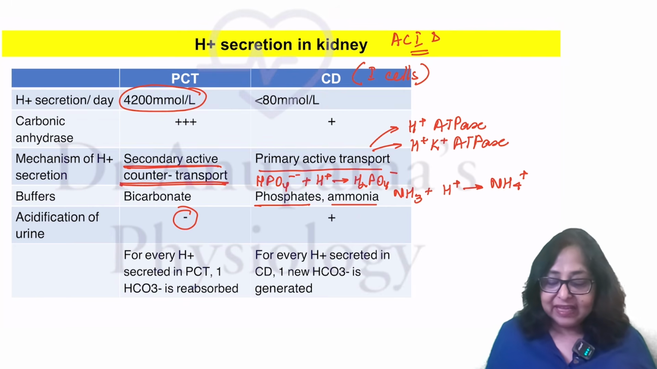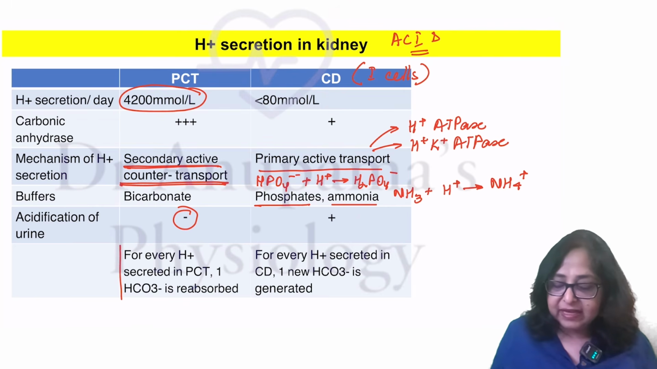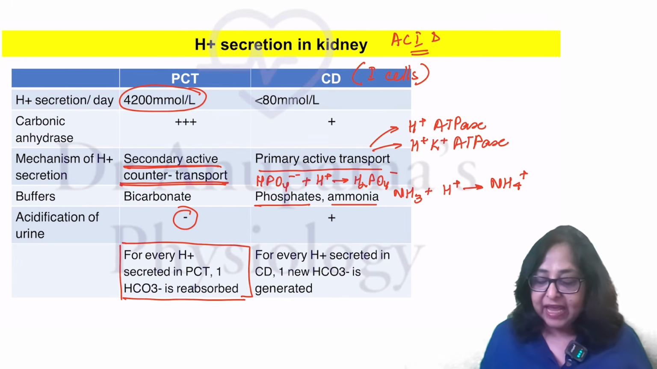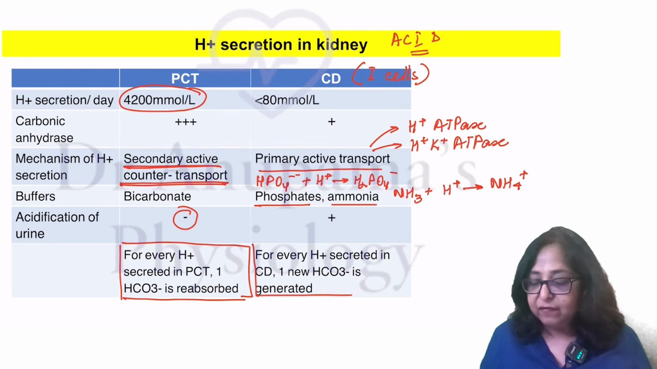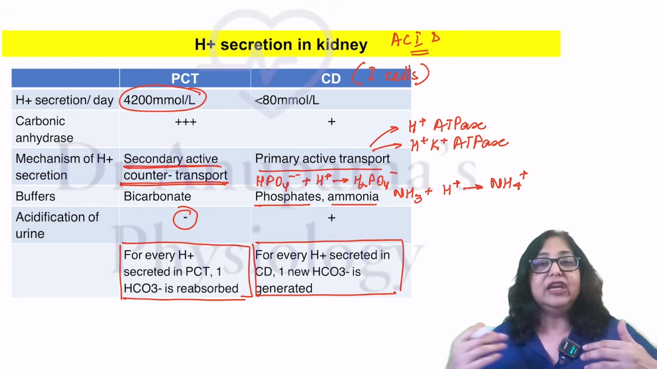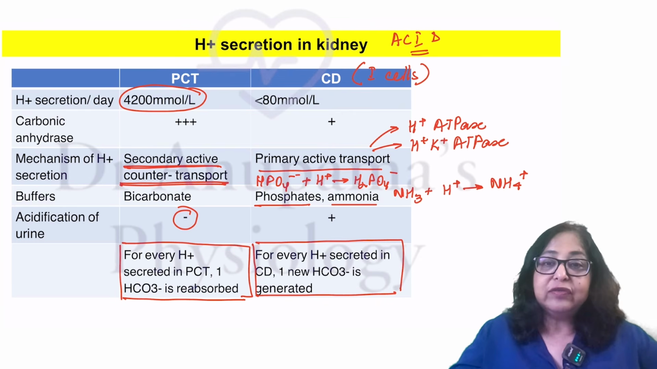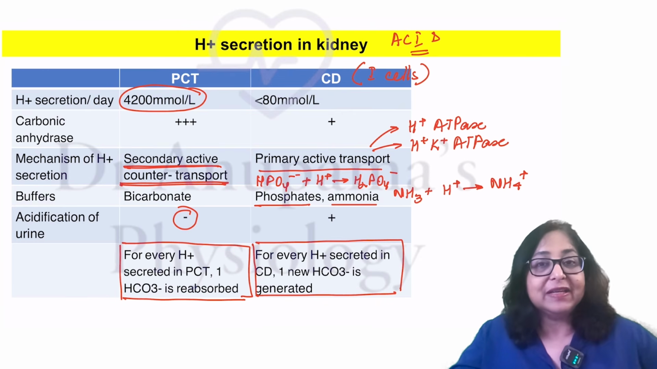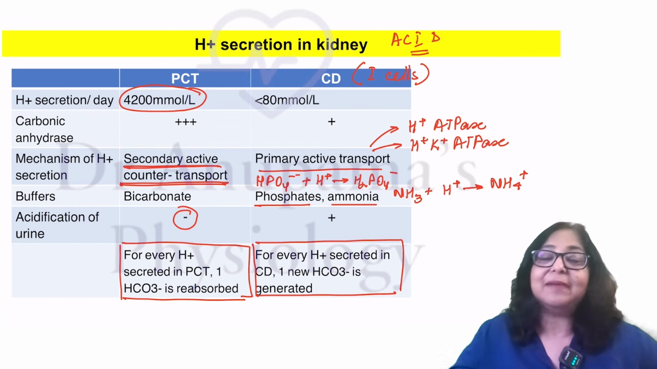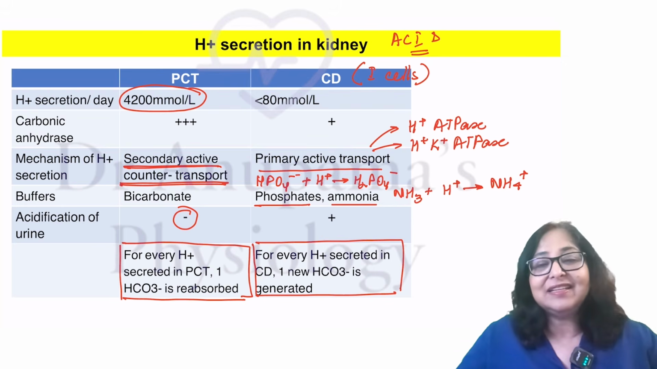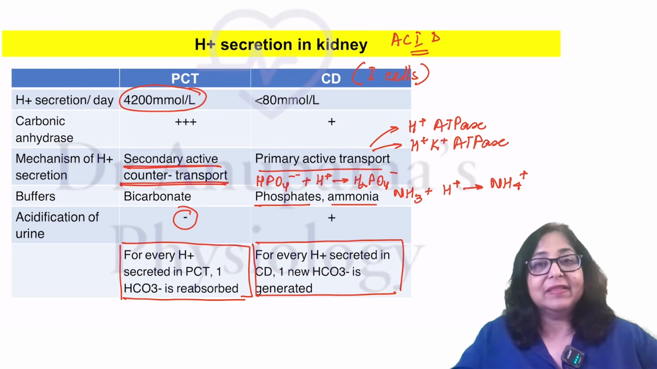Another important point, and that is for every H plus secreted in the PCT, one bicarbonate is reabsorbed, and in the collecting duct, for every H plus secreted, one new bicarbonate is generated. So site of generation of new bicarbonate is going to be the collecting duct. I've already told you that kidney has such an important role to play in acid-base balance by secreting H plus and by reabsorbing bicarbonate, and in fact even by generating new bicarbonate, which occurs in the collecting duct.